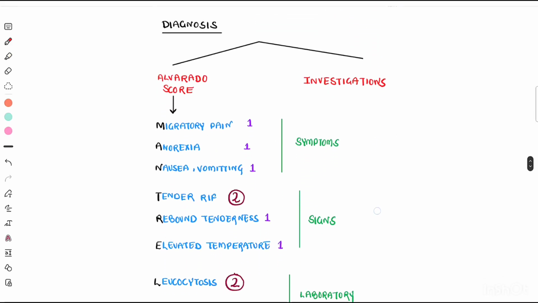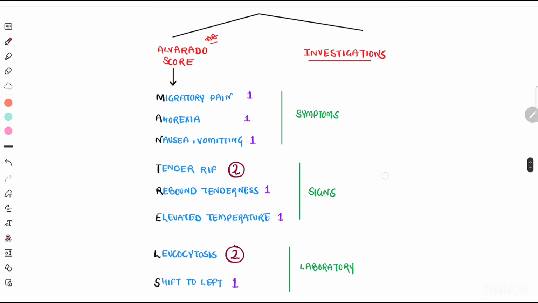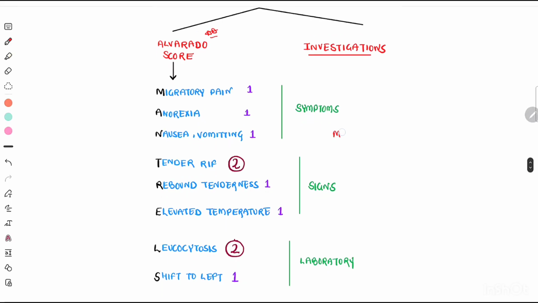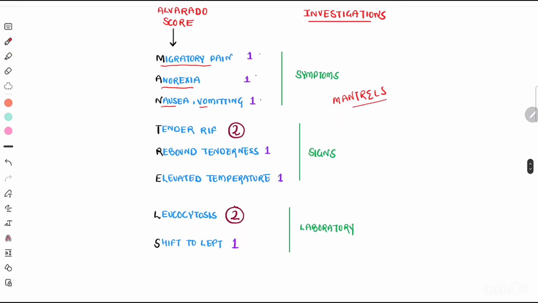So for diagnosis of the case, there is a score known as the Alvarado score, and we can do investigations to confirm the diagnosis. In the Alvarado score, we can remember it via the mnemonic MANTRELS. So what is the meaning of M? There is migratory pain, anorexia, nausea, vomiting. All these three symptoms are given 1 point, and there can be tenderness in the right iliac fossa, rebound tenderness or elevated temperature. Out of these three, we are going to give 2 points to tenderness in the right iliac fossa.